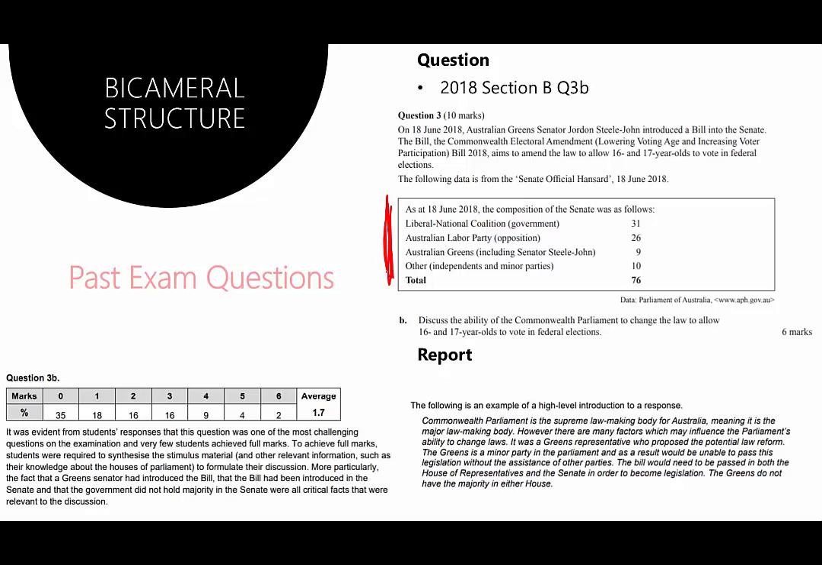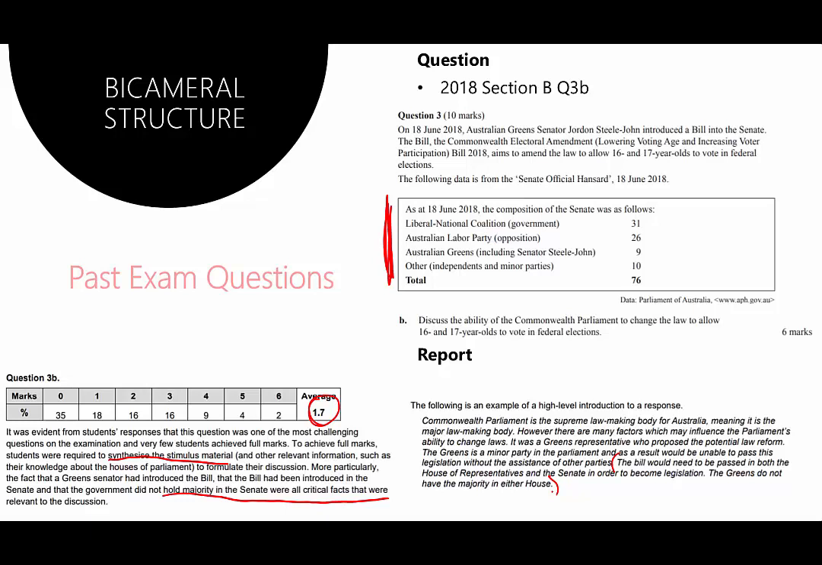And you can see here the average was only 1.7. But this question really, and it says it here, it synthesises the stimulus material and knowledge of the Houses of Parliament, factors that affect lawmaking from Area 4.2, but also the bicameral structure itself and how that checks. And particularly here, it says the government did not hold a majority in the Senate were critical facts relevant to the discussion. And I like this point in there, sample answer.